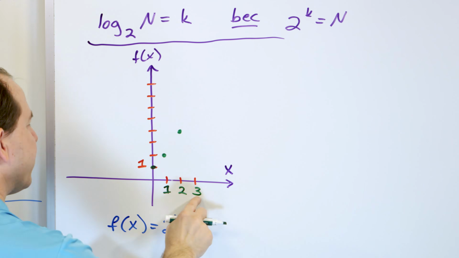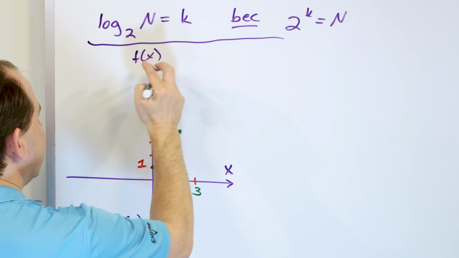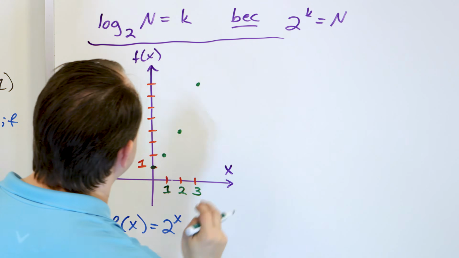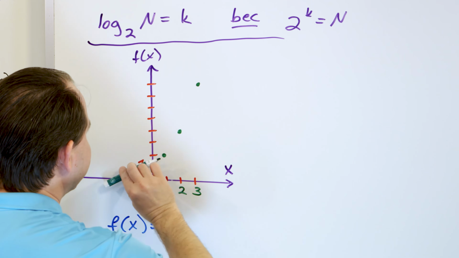And then 3. So 2 to the power of 3 is going to be 8. So that's why I needed 8. 2, 3, 4, 5, 6, 7, 8. It's going to be 8. And then it's going to be something kind of like this. All right. So you see, it's not a straight line. If it was a straight line, it would be like this. But you see, it's curving.